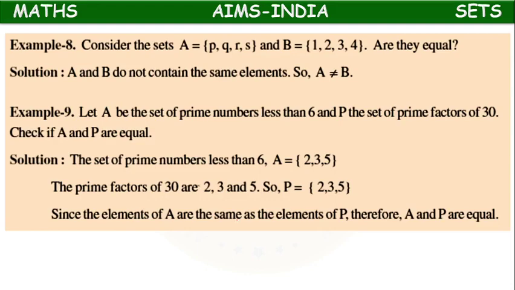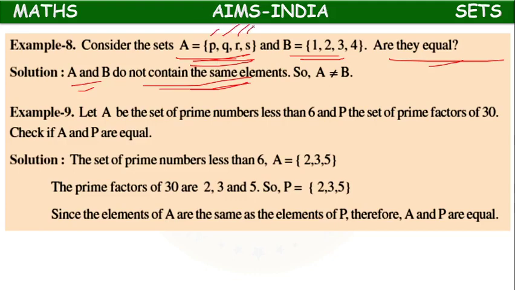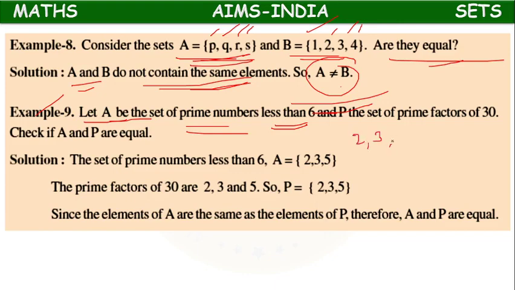Next. Consider the sets A equals PQRS, B equals 1, 2, 3, 4. Now the question is, are they equal? They are not, because here A and B do not contain the same elements. A has PQRS, B has 1, 2, 3, 4. Both of them have different elements. So they are not equal. Next example. Let A be the set of prime numbers less than 6. Prime numbers less than 6 means 2, 3, 5 will come.